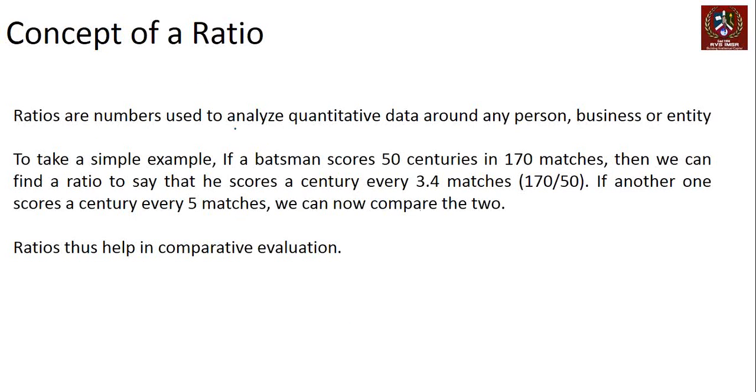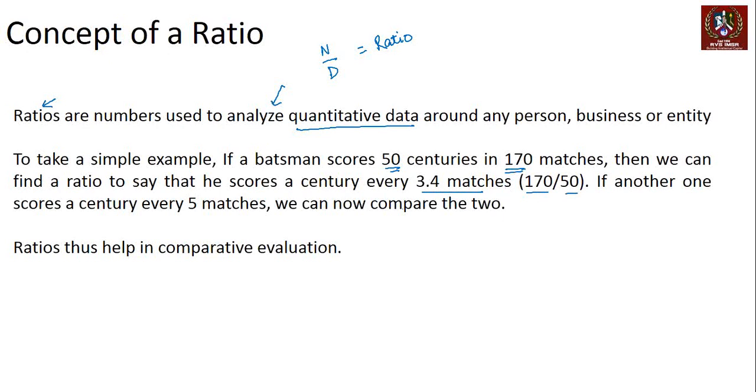Now, ratios are numbers used to analyze quantitative data around any person, business, or entity, right? So essentially, we are taking numbers and the ratio is being calculated by dividing a numerator by a denominator to give us the concept of a ratio. And this is used to analyze quantitative data around any company, any business, any entity, any person, etc. Now take a simple example. If a batsman scores 50 centuries in 170 cricket matches, then we can find a ratio to say that he scores a century every 3.4 matches, right? 170 matches and 50 centuries.